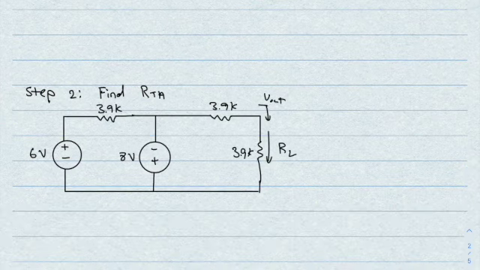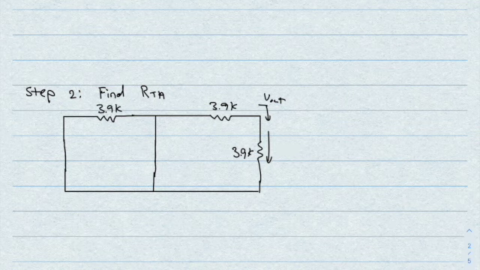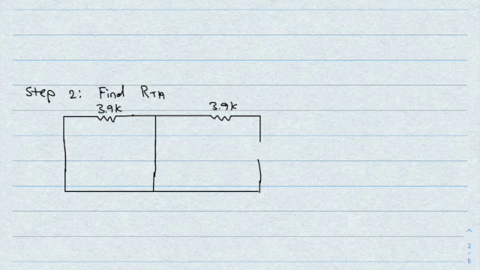Step 2, find R Thevenin. We're going to short the voltage supplies. There's 2 of them, so we could just get rid of these easily, just like that. All right. We're going to leave the resistors. We're going to remove the load resistor, right? Just like that. R Thevenin.